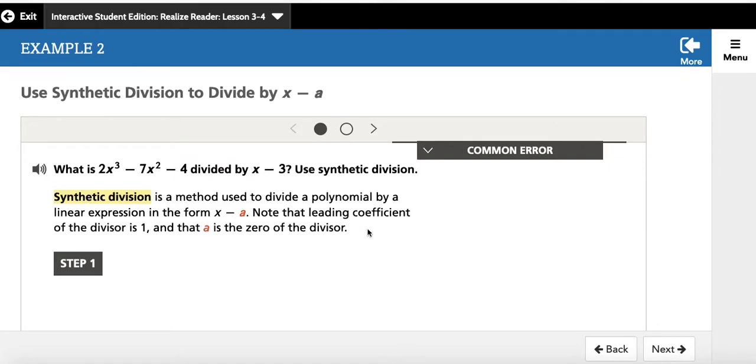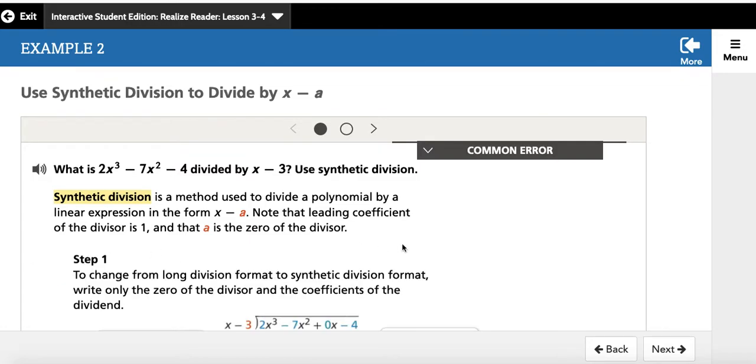Synthetic division is a method used to divide a polynomial by a linear expression in the form x minus a. Note that the leading coefficient of the divisor is 1, and that a is a 0 of the divisor. So it's a special setup. We need to have one x, and then you can have any number here, and we can do synthetic division. This is what it looks like.